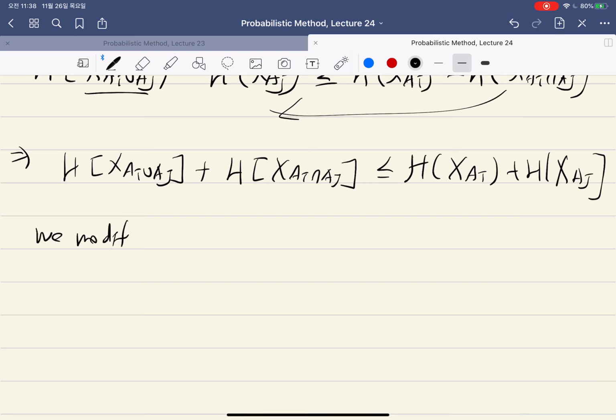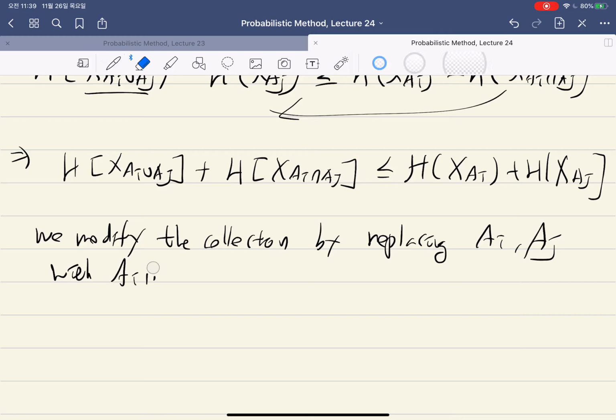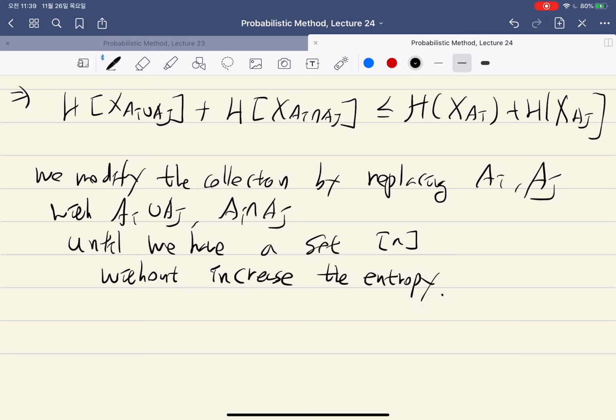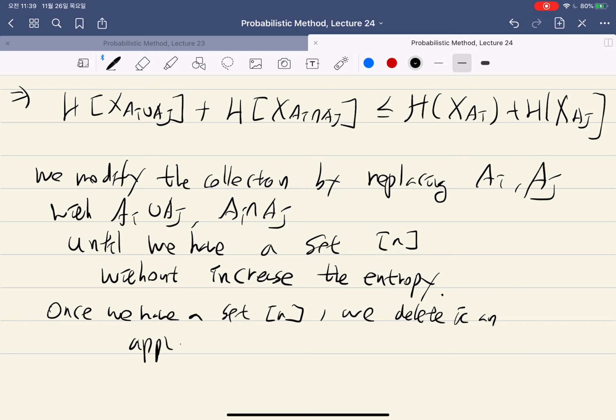So we modify the collection by replacing Ai and Aj with its union and intersection. Until when? Until we have a set which contains all the elements. While you're doing that, we don't increase the entropy. Once we have the set [n], then we delete it and we apply the induction hypothesis, and this proves the induction.